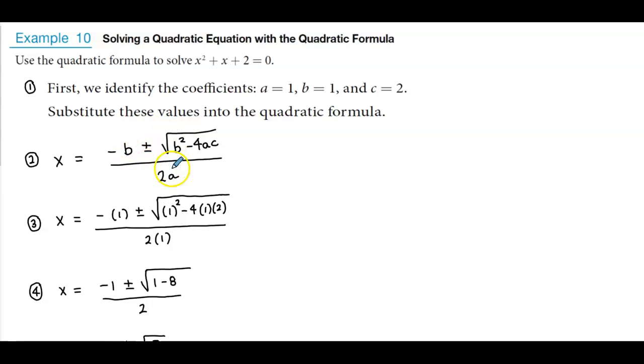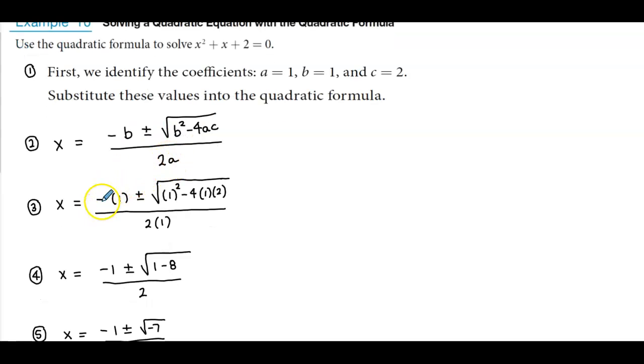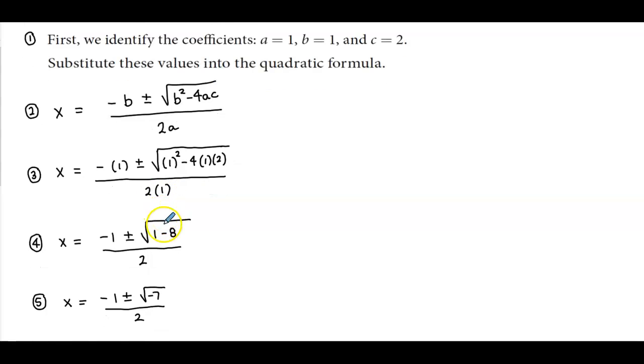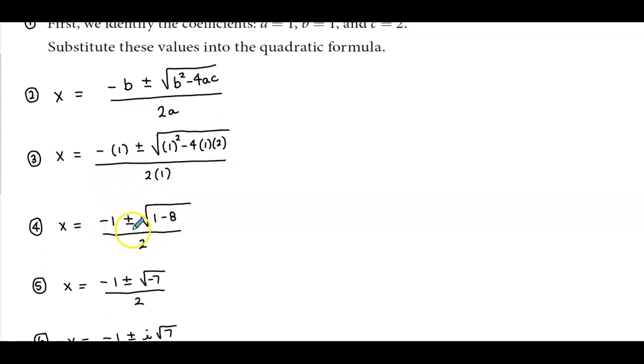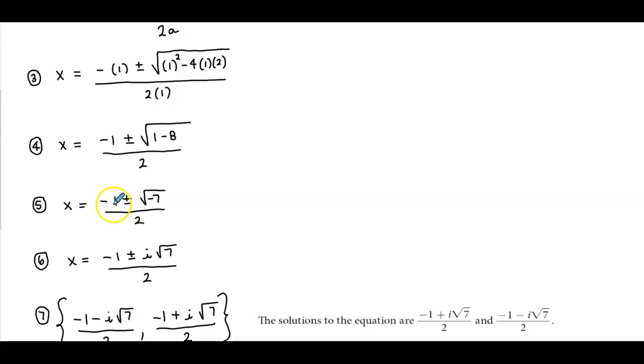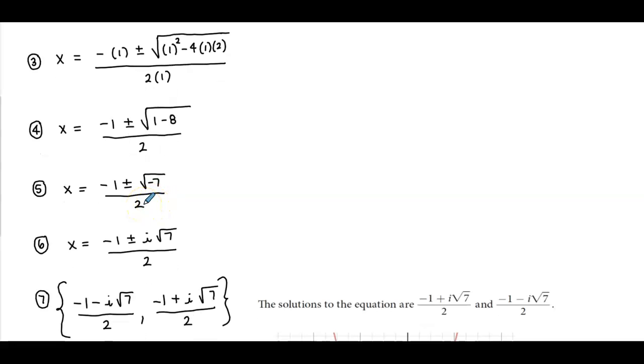Step 2, here's our quadratic formula. So we have negative 1 plus or minus the square root of 1 squared minus 4 times 1 times 2, over 2 times 1. So we get negative 1 plus or minus the square root of 1 minus 8, over 2. So we get negative 1 plus or minus, 1 minus 8 is negative 7, so we have the square root of negative 7, over 2.